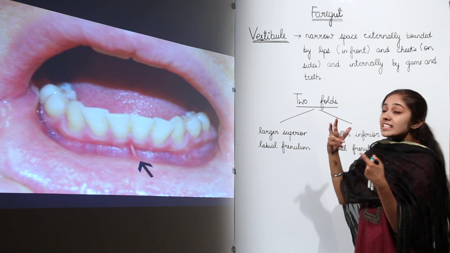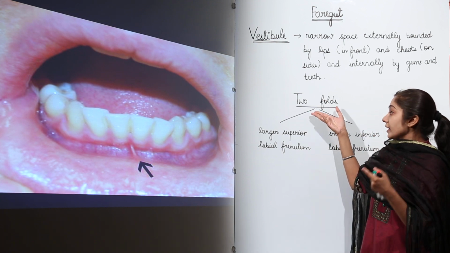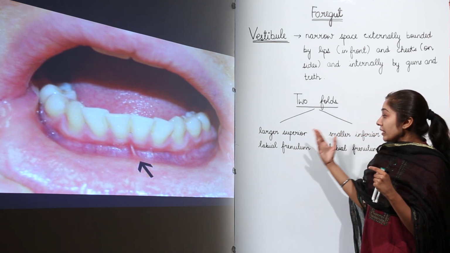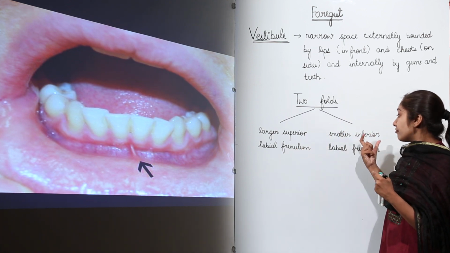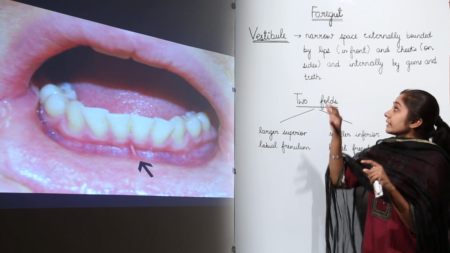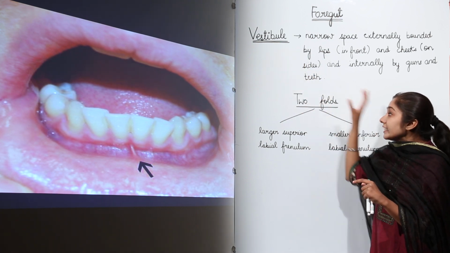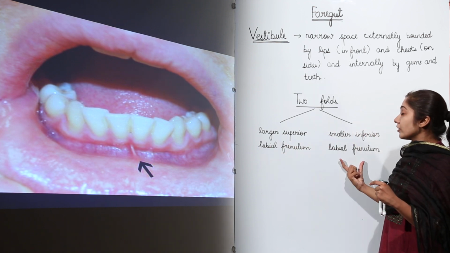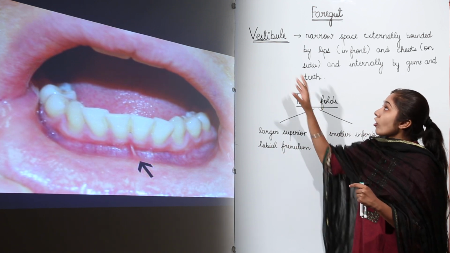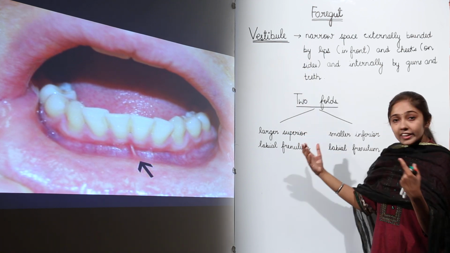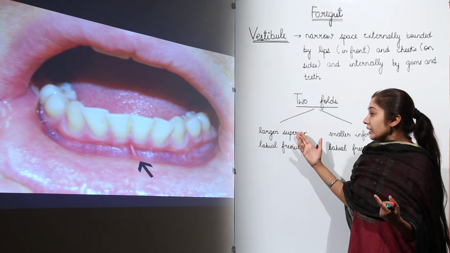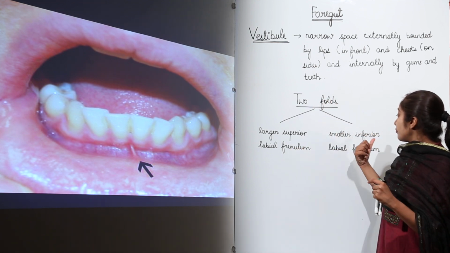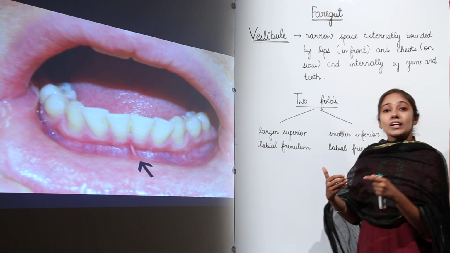Now this vestibule, you can say, has two folds. Just remember that earlier we talked about the superior labial frenulum and the inferior labial frenulum. So this vestibule's parts are these two folds. The superior labial frenulum and the inferior labial frenulum are the two folds of this region, right? And you already know their function: the superior labial frenulum connects the upper lip with the gums, and the inferior labial frenulum connects the lower lip with the gums.